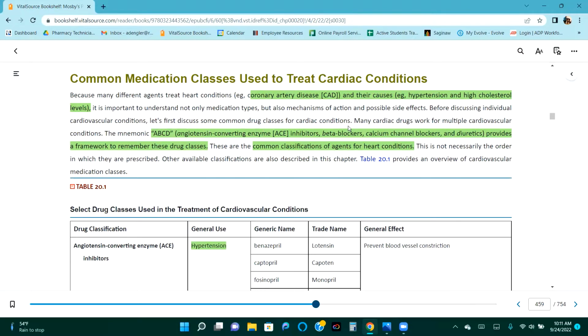A, B, C, D, the mnemonic works for blood pressure medications such as angiotensin converting enzyme, ACE inhibitors, beta blockers, calcium channel blockers, and diuretics provide a framework to remember these drug classes.